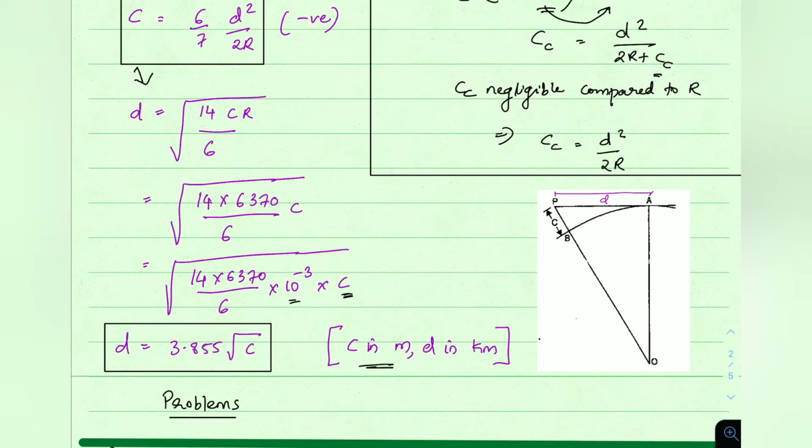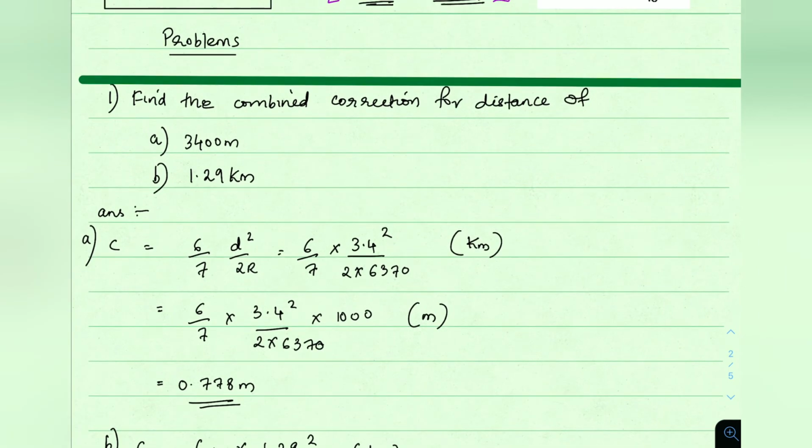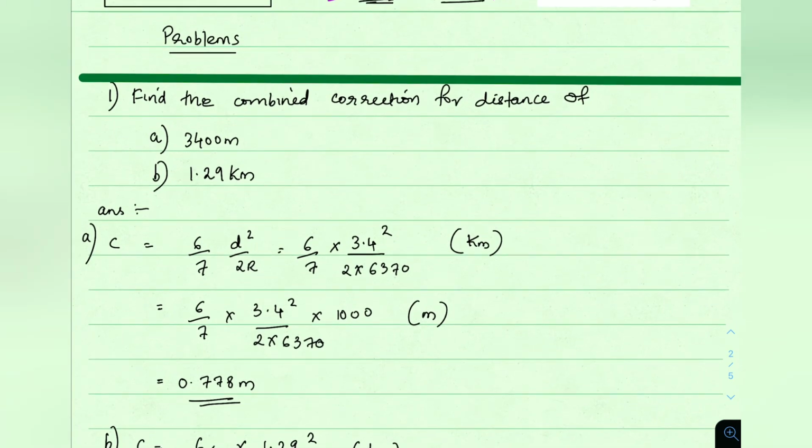See, all these we put in meter. So in initial derivation, everything will be in kilometers. So accordingly, we are doing the problem. You need to make C in meters or kilometers, whichever is appropriate. C is always in meters and D is in kilometers. Okay. So now we are going to discuss some very simple as well as important problems.